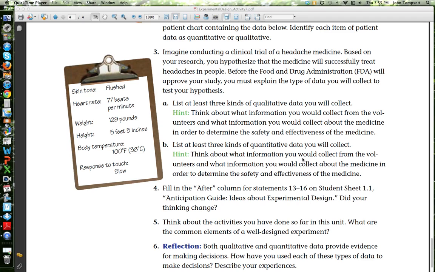Letter B, list at least 3 kinds of quantitative data you will collect. And here's a hint again. Think about what information you would collect from the volunteers and what information you would collect about the medicine in order to determine the safety and effectiveness of the medicine.